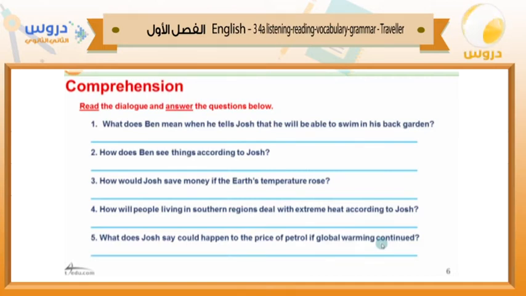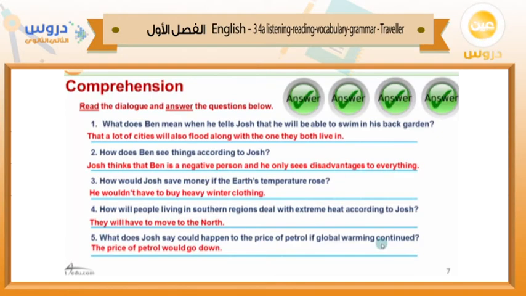And for 4, how will people living in southern regions deal with extreme heat according to Josh? According to Josh, they will have to move to the north to cool off. And finally, for 5, what does Josh say could happen to the price of petrol if global warming continued? He thinks that the price of petrol will go down because they'll be able to dig and find new sources of oil under the polar ice in the earth.